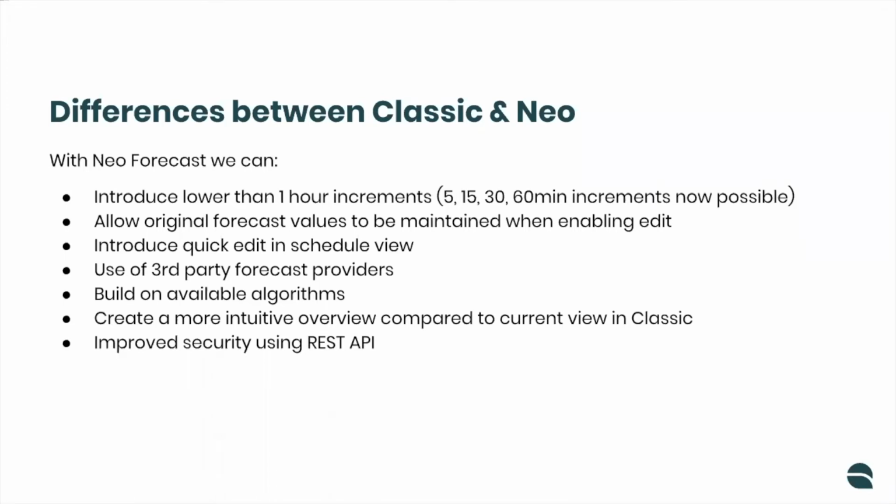Create a more intuitive overview compared to the current views in Classic. Feedback from that module and from those tabs was, of course, the data is there if you know where to find it. One of the overall aims that I've talked about already today, and I'm sure if you've attended other sessions you would have heard it said also, one of the overall aims for Neo is a simpler user interface, a more intuitive interface for the users. So again, making a more intuitive overview.